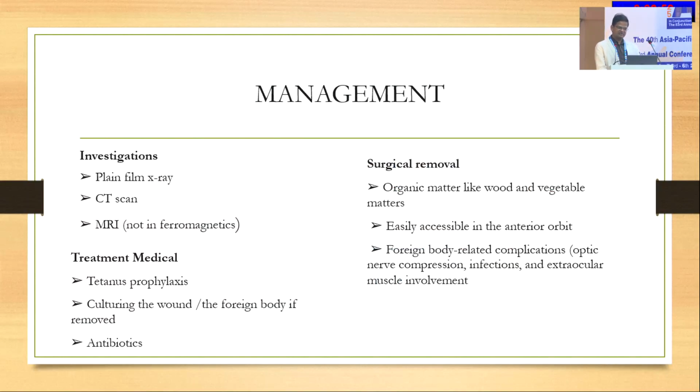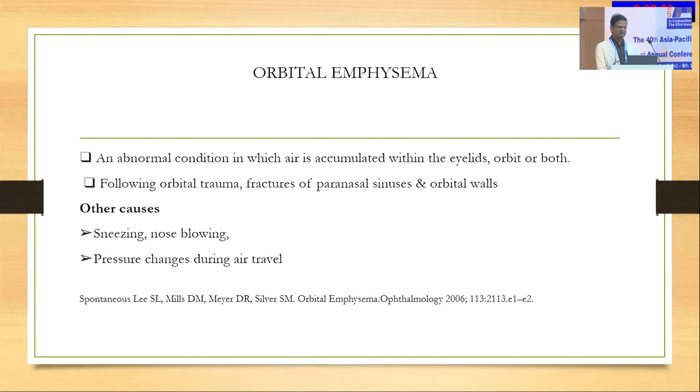So on managing, there is a treatment of choice. We have to give prophylaxis treatment. Culture of the infected particles should be done to get the choice of antibiotic. Organic foreign body like wood and vegetables has to be removed, which can be easily accessible for anterior orbitotomy, whereas foreign body related complications like optic nerve compression, infection and extraocular muscle movement restriction should be taken care of in such cases. We often encounter a few cases of orbital emphysema.